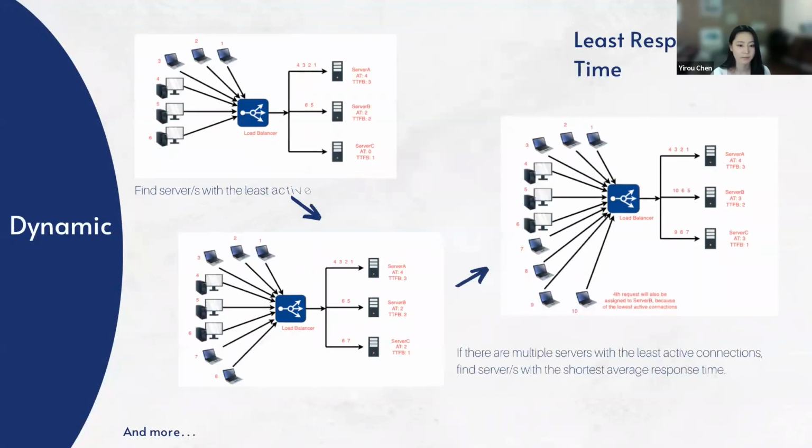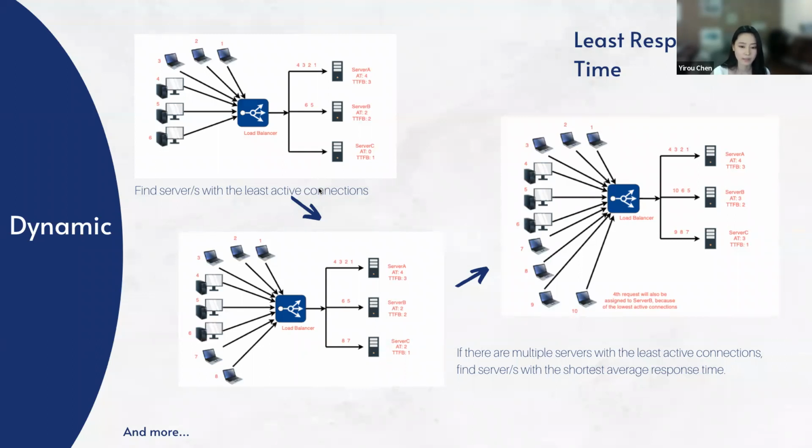Lastly, let's talk about least response time load balancing. The least response time load balancing algorithm is just a more advanced version of the least connection method. So it forwards requests to the server with the least active connections, and then to the server with the least average response time. If we look at the diagrams here, in the first diagram, server A has an average response time of 3 and has requests from client 1, 2, 3, 4. And server B has an average response time of 2 and has requests from client 5 and 6.